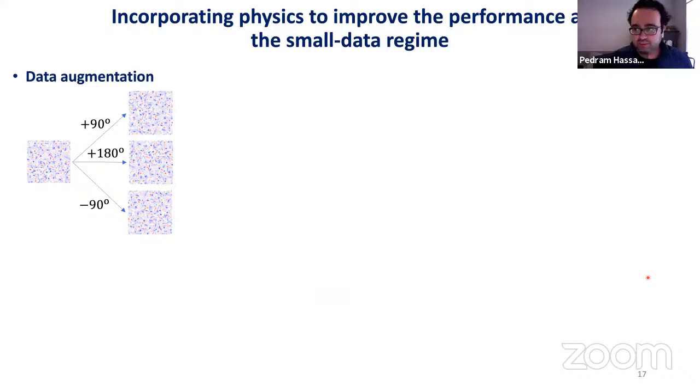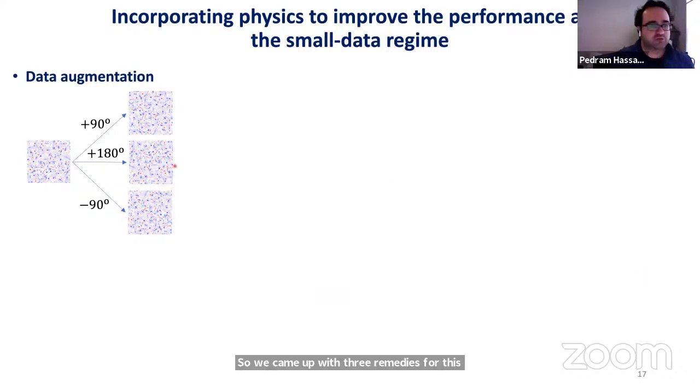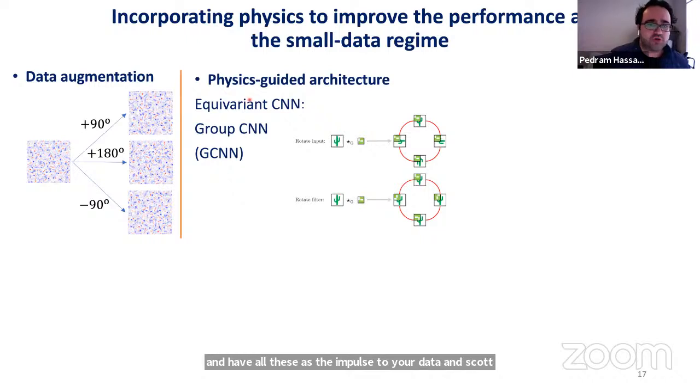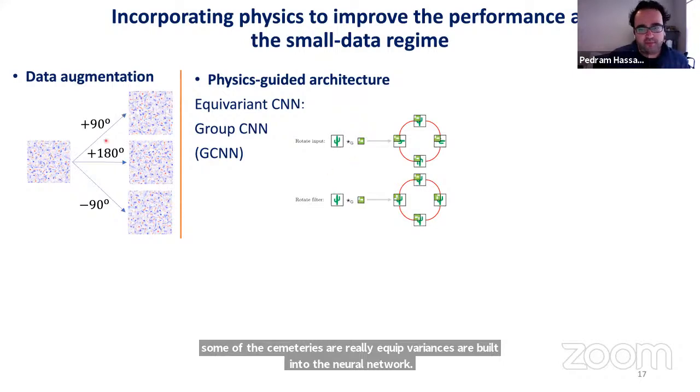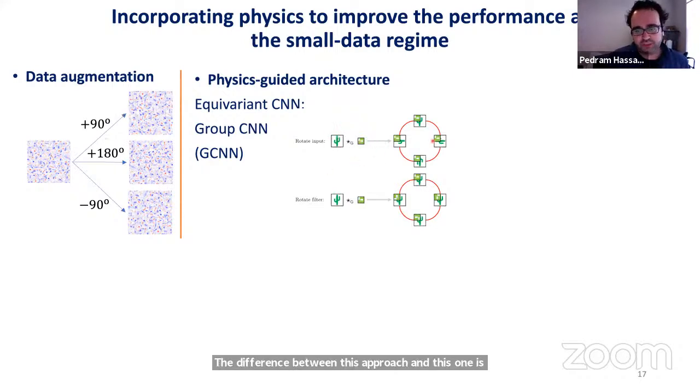So we came up with three remedies for this, which in the next couple of minutes I'll try to quickly go through. One is data augmentation: if you know some of the symmetries in your data, for example, you can take this and rotate it by 90, 180, 270 degrees, and have all these as inputs to your data. It's called data augmentation, and that's been used in many studies in the past. Or you can use something like an equivariant CNN, where some of the symmetries, or really equivariances, are built into the neural network. The difference between this approach and this one is that here I have the same filters and I'm rotating the input, but what something like a group CNN does is take the same input and rotate the filters.